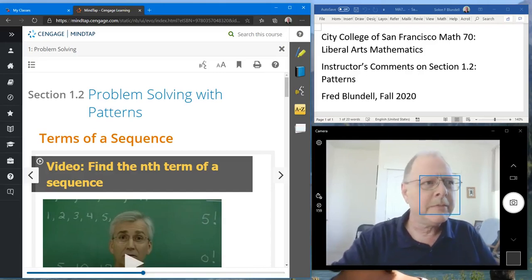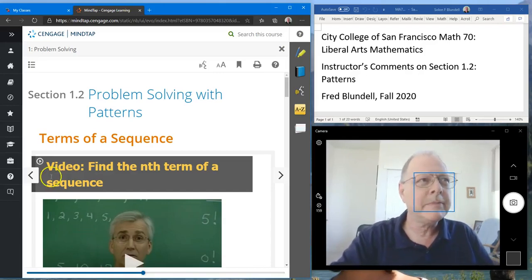So in this short video, I'm going to go over a couple of examples from section 1.2 of our textbook. Section 1.2 is about problem solving with patterns, and the examples I'm going to go through in this video are from the first section of part of that on terms of a sequence.